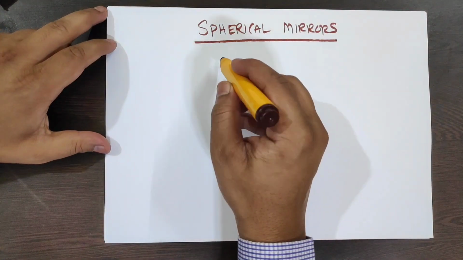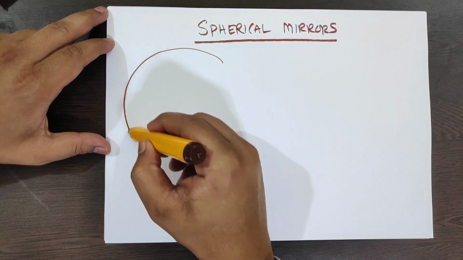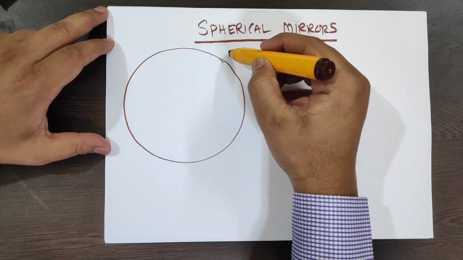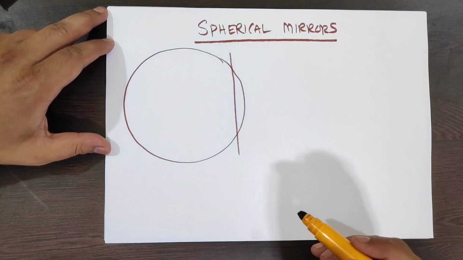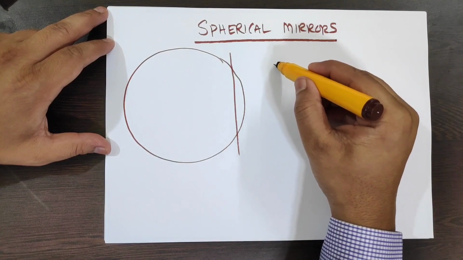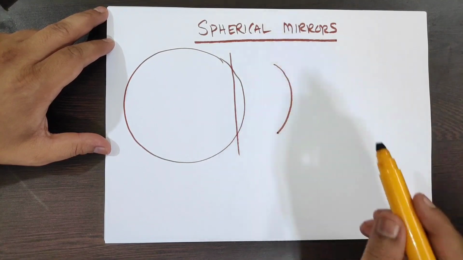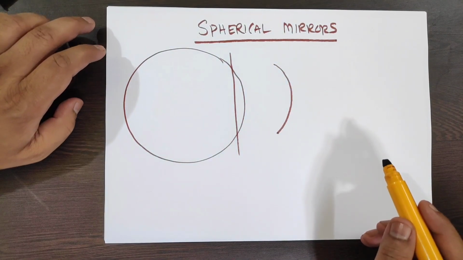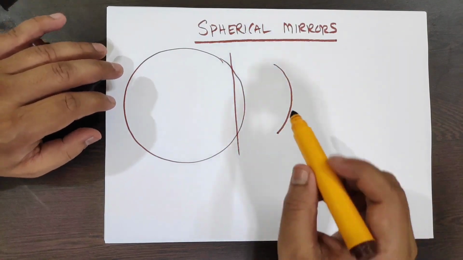Suppose you have a sphere. If you have a sphere like this and you cut out a portion of the sphere, then this cut out portion acts like a mirror. This one is the mirror.